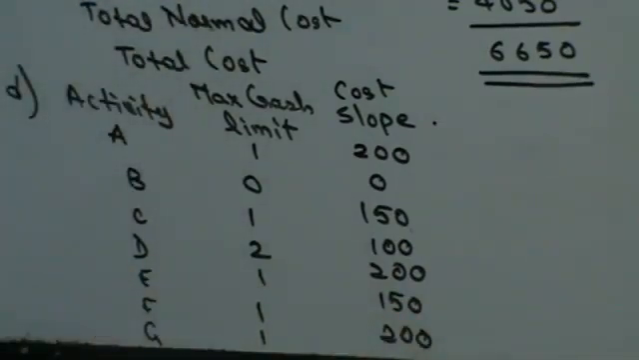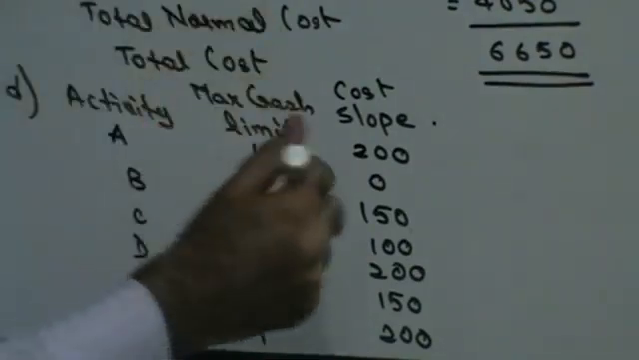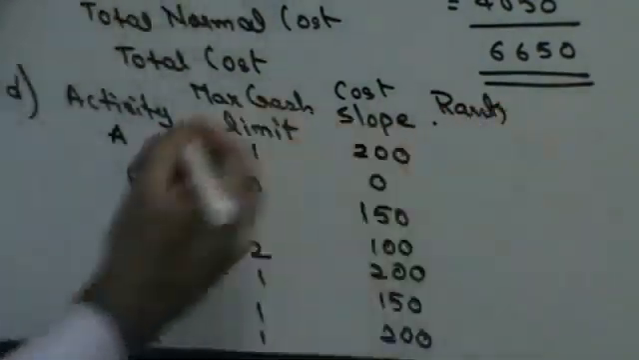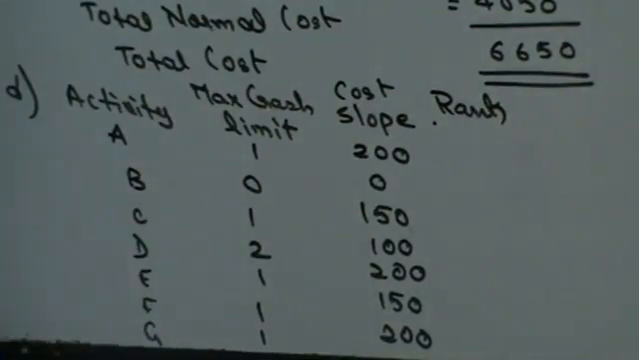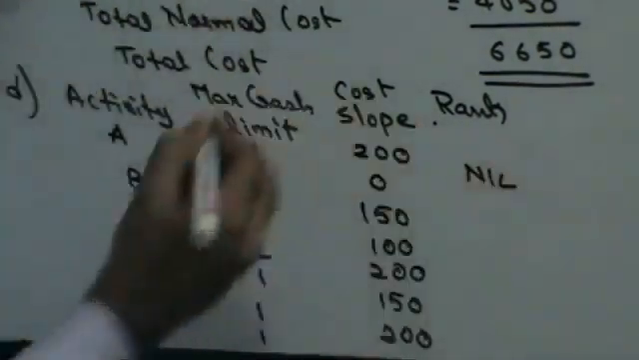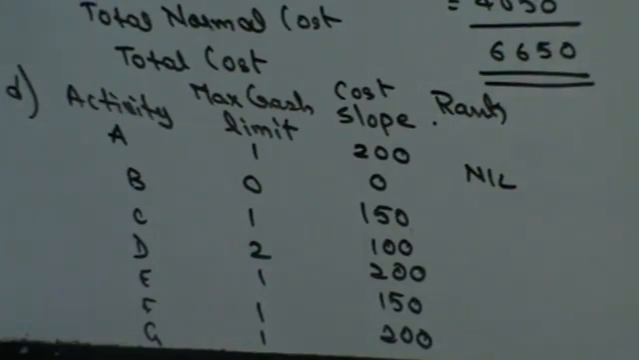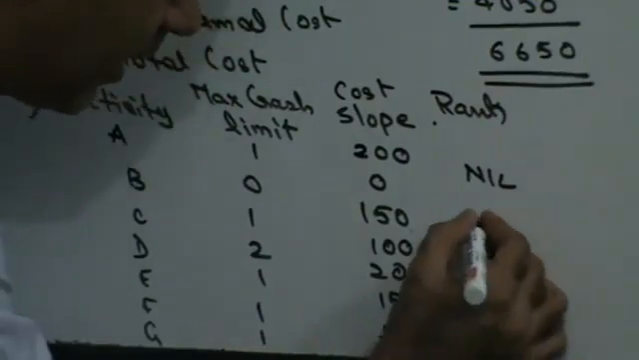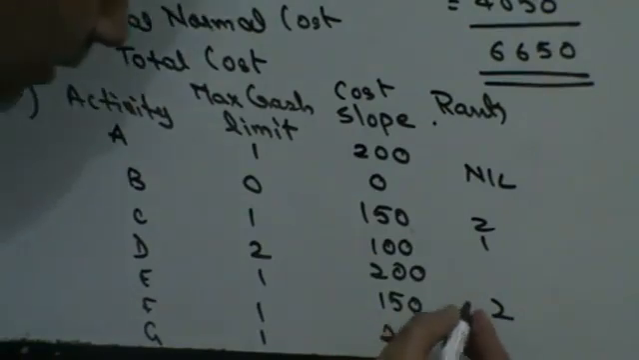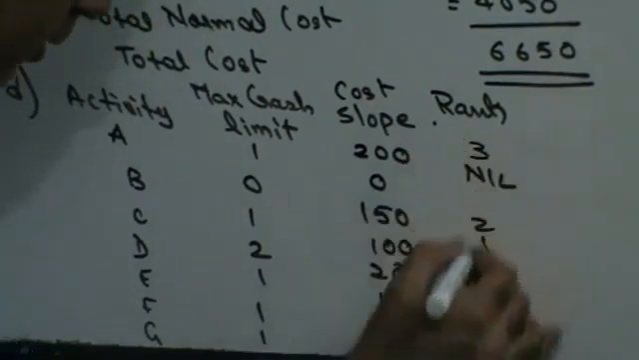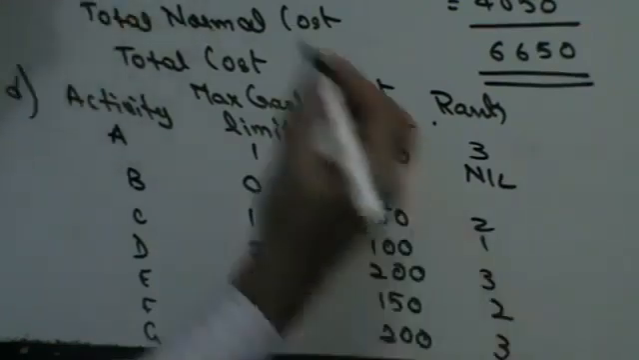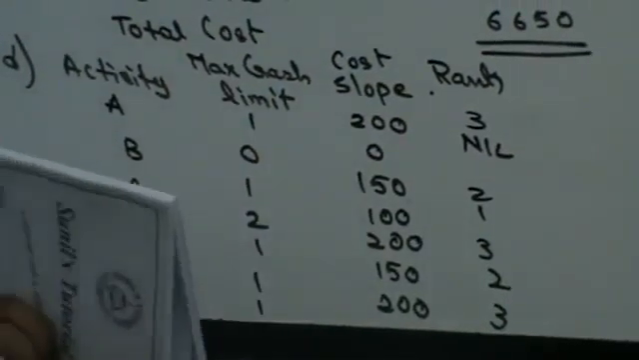Right? Once you have this, you need to rank this. How do I rank this, guys? Now when you're ranking this, you have to rank your cost slope in ascending order. Now, leave the 0 out. So 0 is nil. Now the smallest number here is 100. So that will be given first rank. Then you have 150. That will be given second rank. Then you have 200. Balance all are 200, so third, and third. Right? So you've finished ranking them also.